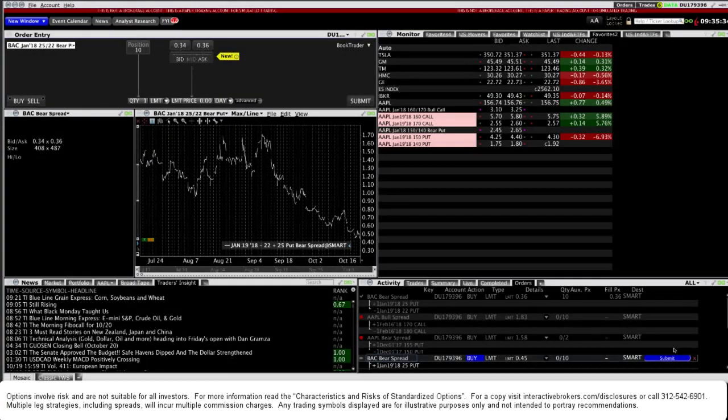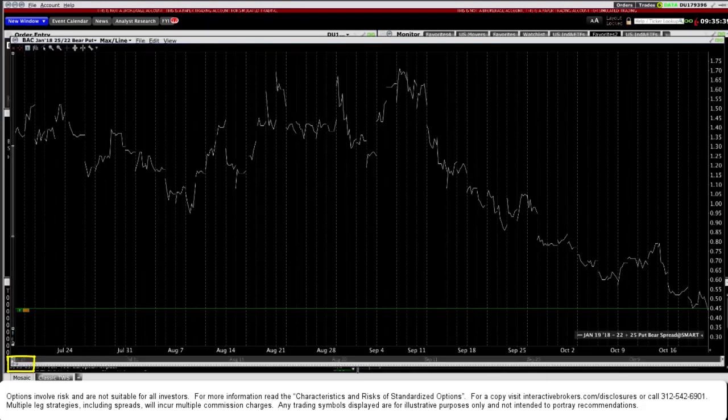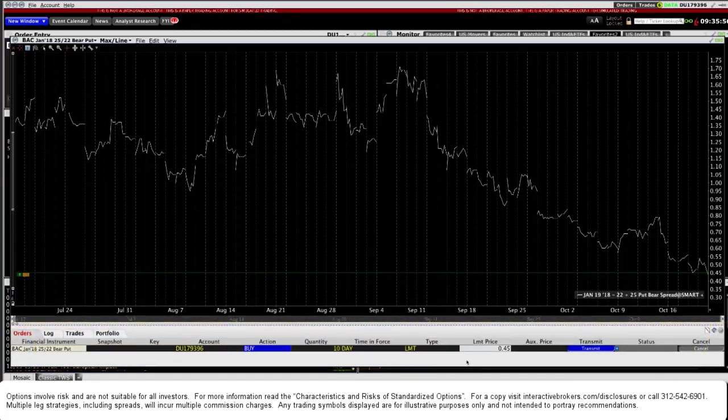Saved combinations also appear in the Orders panel beneath the chart. This can be displayed using the increase-decrease arrows beneath the chart, and again, orders can be created and modified from here.